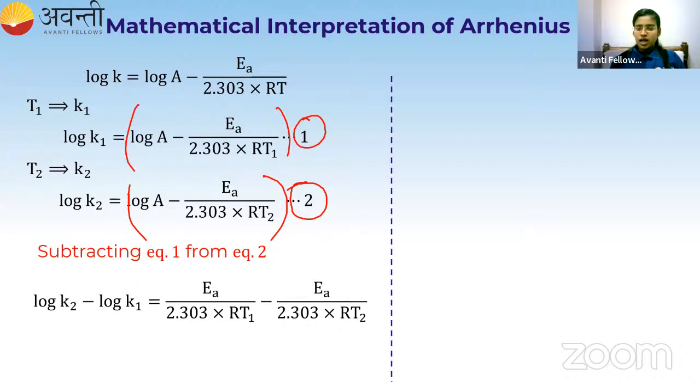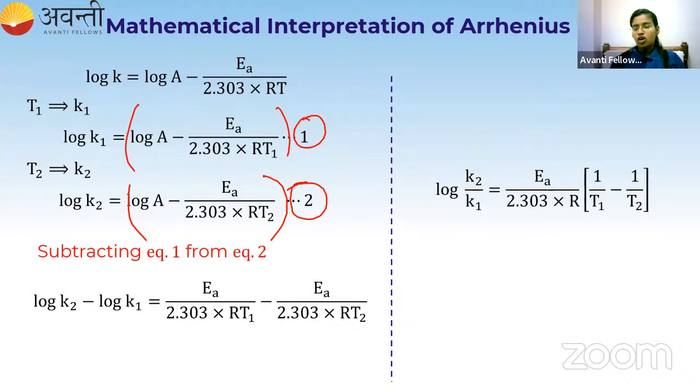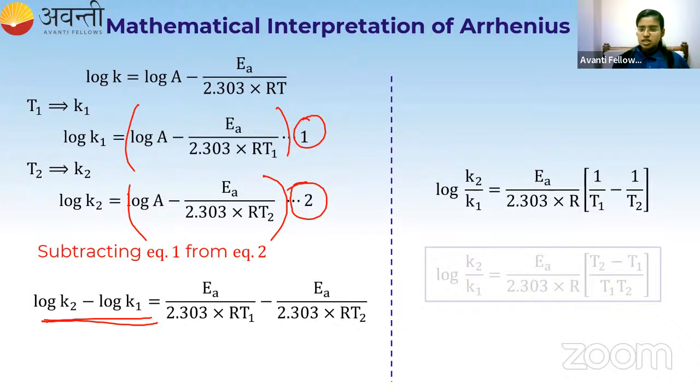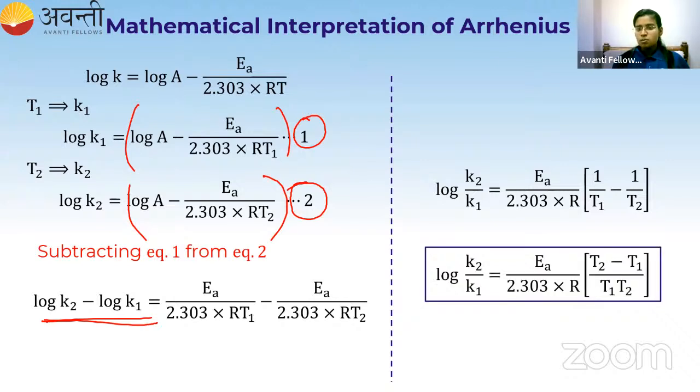Now after subtracting, at the end we will get log K2 by K1 because they are in the subtraction form, right? So it will go in the division for the logarithmic function. So log K2 by K1 equal to the slope term and 1 by T1 minus 1 by T2. Now if I take the LCM, I will get a final relation with T2 minus T1 by T1 into T2. So you don't have to worry about this derivation part. Just write down this last formula alone in your notebook and memorize that.